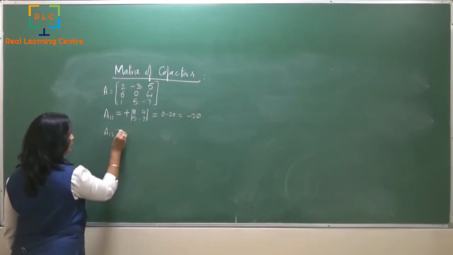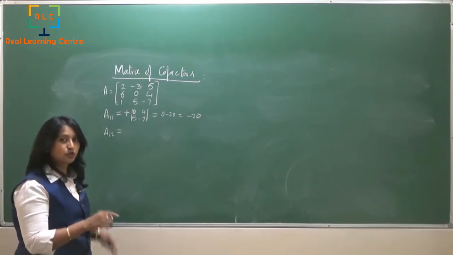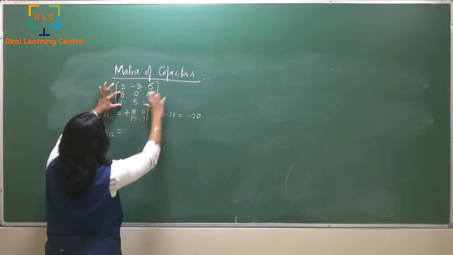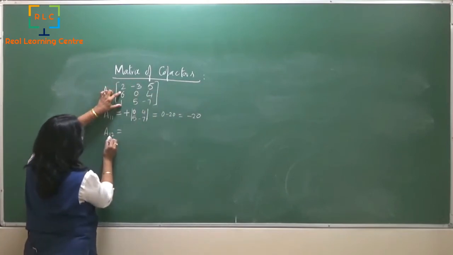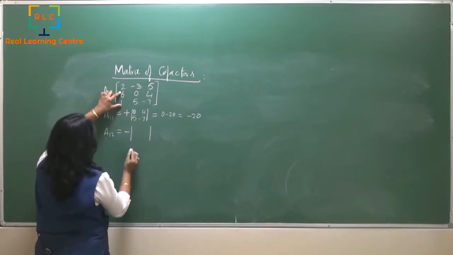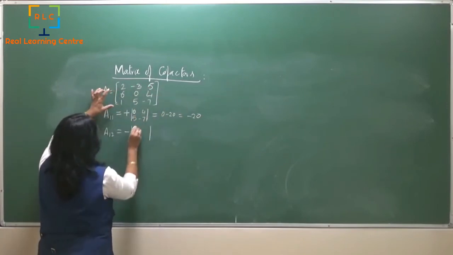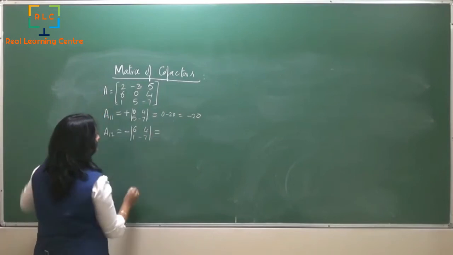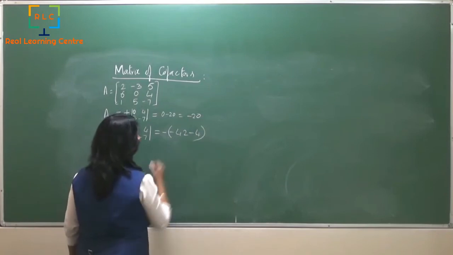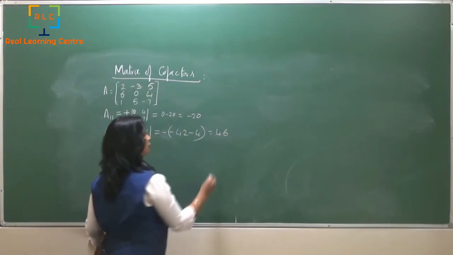Next I will go to A12. A12 is the cofactor of the element present in first row and second column. So I will delete first row and second column, and you will get these 4. For A12, 1 plus 2 is 3, an odd number, so you will have minus the determinant. First row, second column you delete, you get these 4. So it is [6, 4; 1, -7], which is minus of 6 into minus 7, minus 42, minus 4. Minus 42 minus 4 is minus 46, and into minus will give you plus 46.